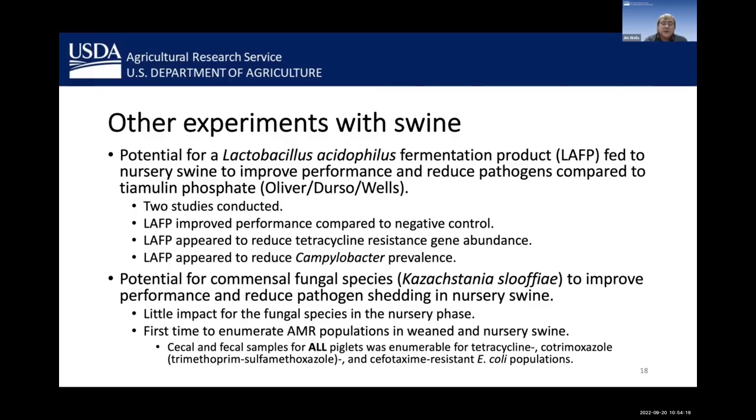And what was very significant from that is that, compared to cattle production systems, where I don't really see a lot of enumerable antibiotic resistance, particularly for COT and CTX, until the animals are older, our piglets in the nursery all were enumerable for not just tetracycline, but COT and CTX resistant E. coli populations as well. So we may have to start reimagining where we start doing some mitigation, maybe something in the farrowing or in the gestation barns with the sows themselves.